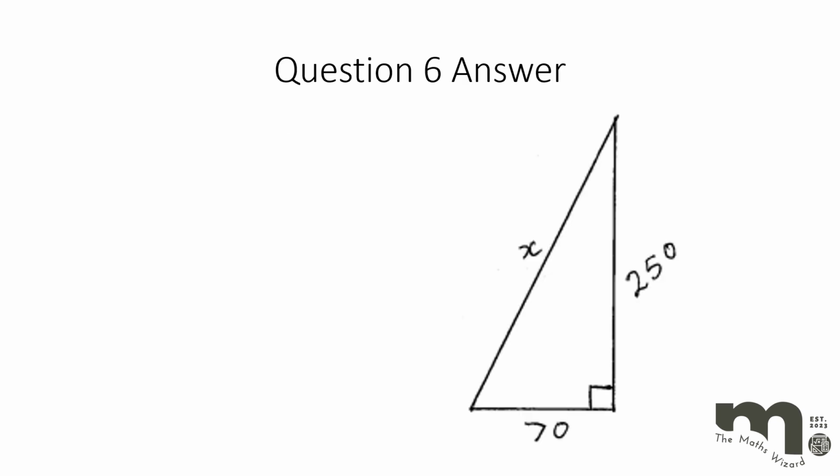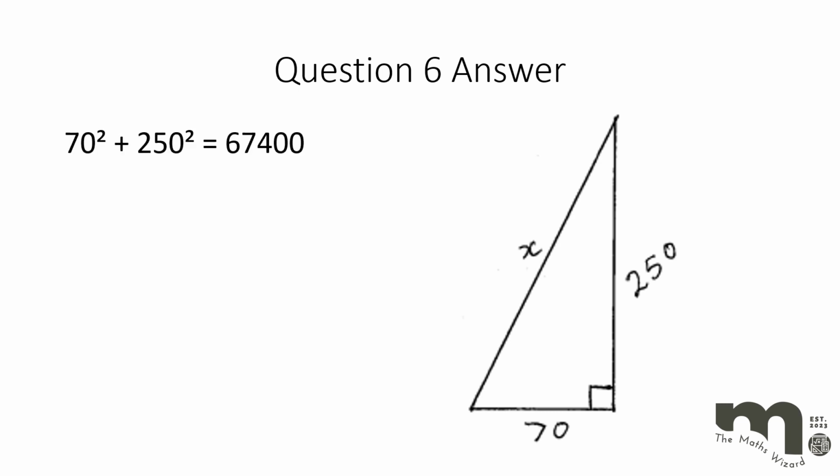Okay, so we've got a little diagram here to illustrate this. The question said that the ladder reached 2.5 meters up the wall, so that's 250 centimeters. So I've written 250 here, and it was 70 centimeters horizontally from the base of the wall. So the vertical height was 250. The distance from the base of the wall along the ground was 70 centimeters. So we can now use this to work out how long the ladder is.